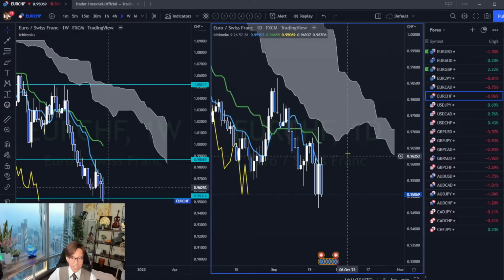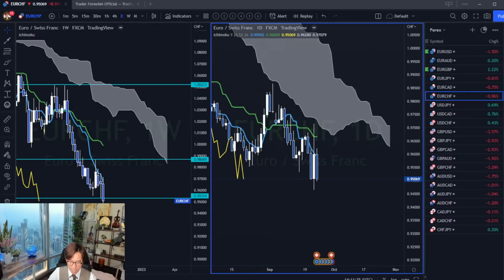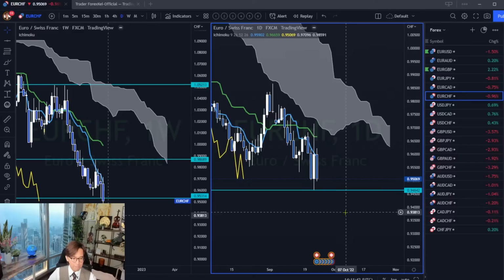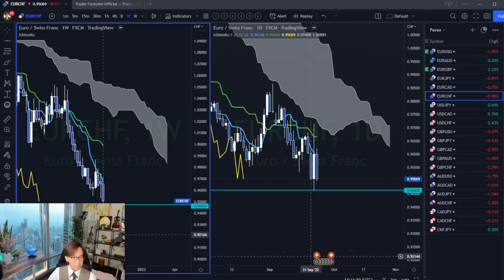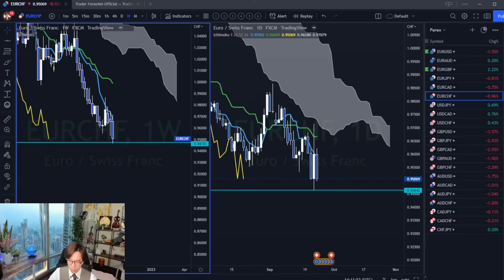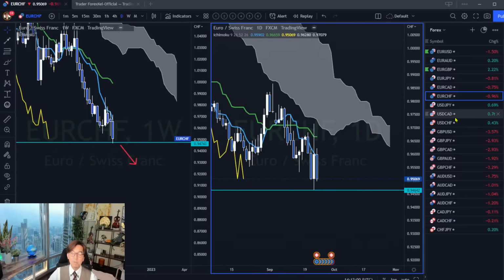I simply wait until the Kijun-sen angles down on the daily to sell, which most likely happens at the break of the support on the daily, which is 0.9464. So again, I wait for the breakout of the daily support and sell. So I put a down arrow below that support level, like this. Okay, so now let me move on to the USD base pairs.